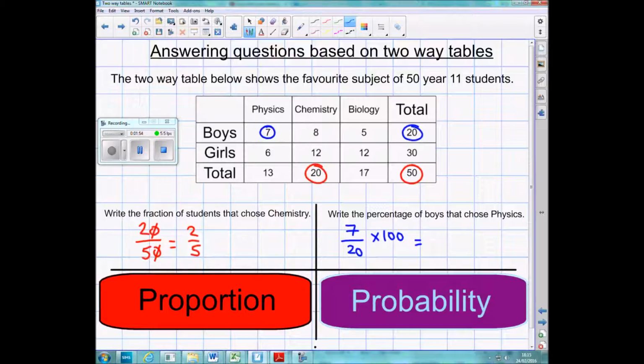Now with a calculator, you can just use your fraction button and times by 100. But without a calculator, it's probably easiest to do a bit of cross-simplifying. So the way we do this is, if you remember, we can simplify up and down. 7 and 20, though, doesn't have anything that can simplify it.